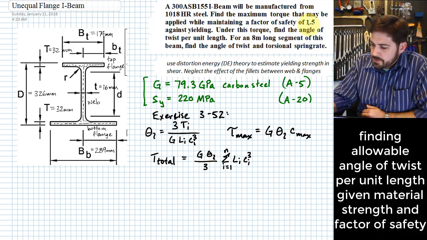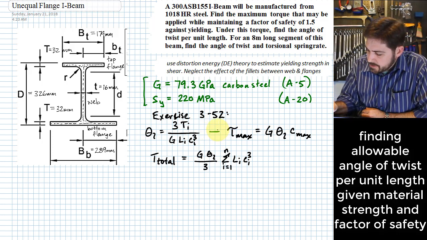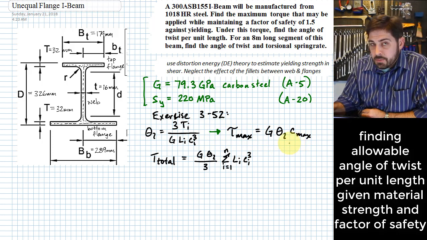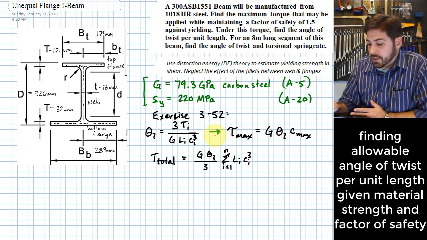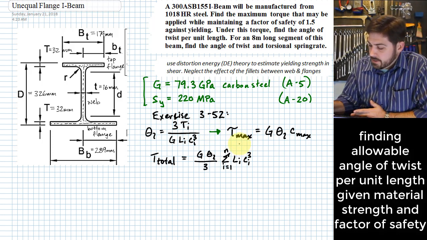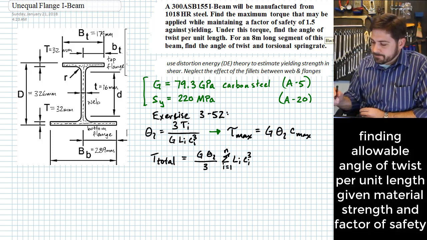How do we use this factor of safety of 1.5? Well, our starting point is this equation right here. Since this equation predicts how much shearing stress we've got, we can plug in an allowable stress for that maximum shearing stress. By doing that, we can calculate the angle of twist per unit length that causes that amount of allowable stress, and that gives us our limit. So let me show you what that looks like here.